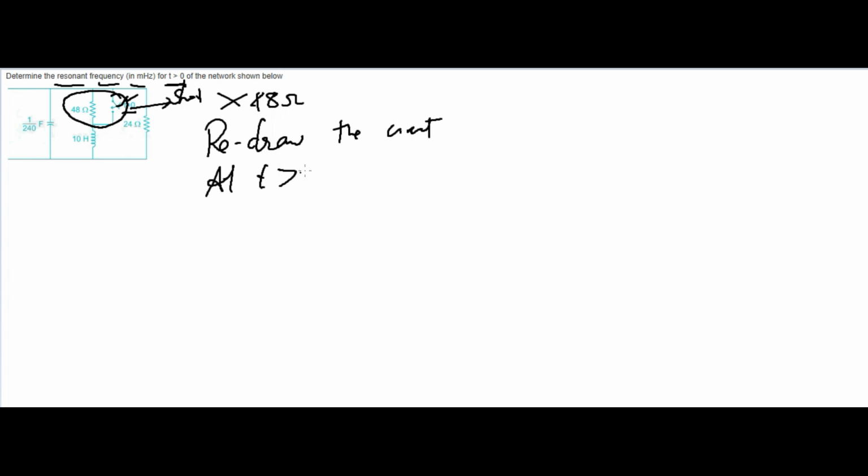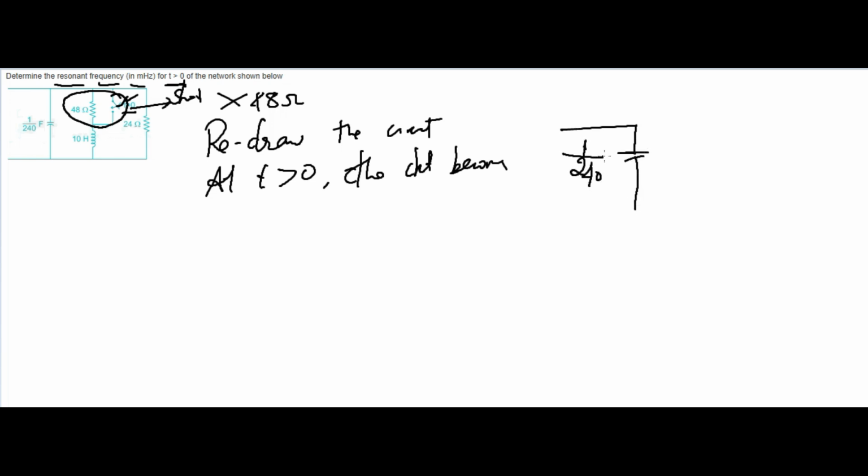So automatically this whole thing will become completely short. So there is no need of the 48 ohm, and we can redraw the circuit. Otherwise, you can write at t greater than 0 the circuit becomes this. I draw the circuit, and there will be a capacitor here.